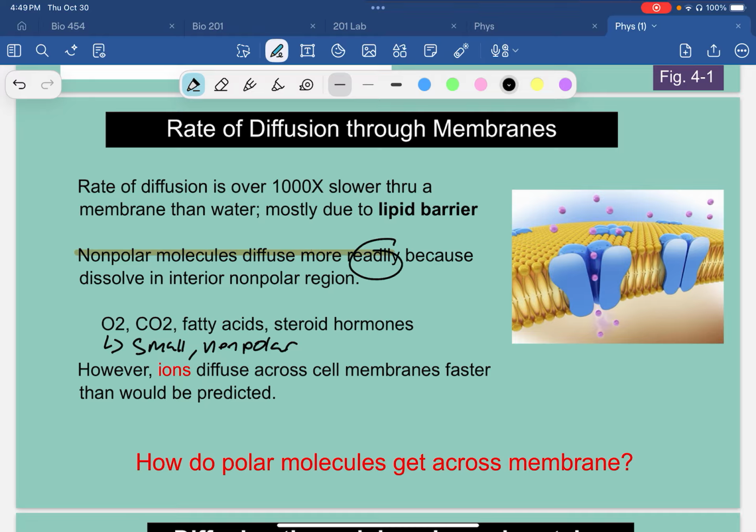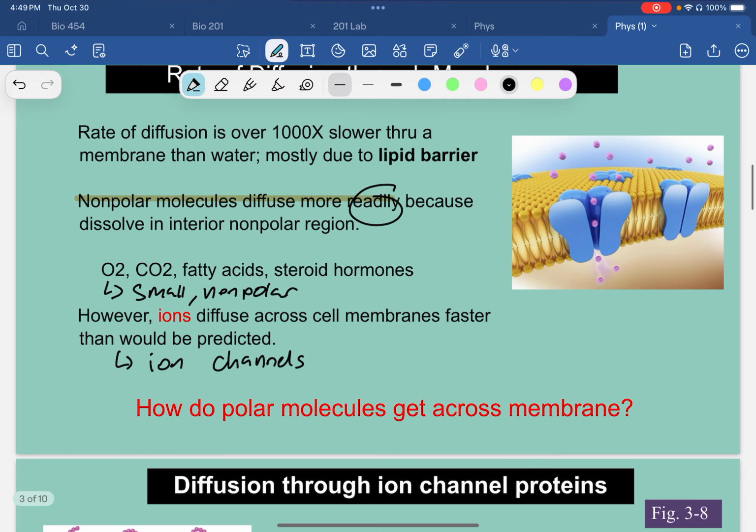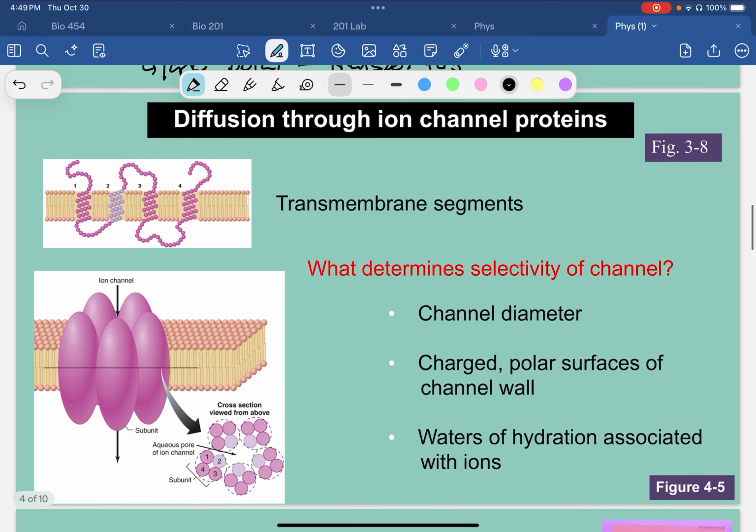If we go down here, we see our ions, and these are going to move through ion channels. Because they're polar, they need something to help them get across the membrane, and so here we have our ion channels. How do polar molecules get across the membrane? Additionally, large polar molecules have transporters, and I'll have a little visual on that in a minute.